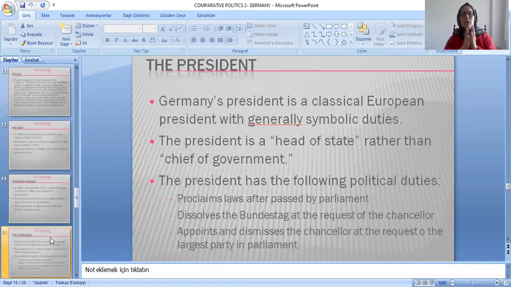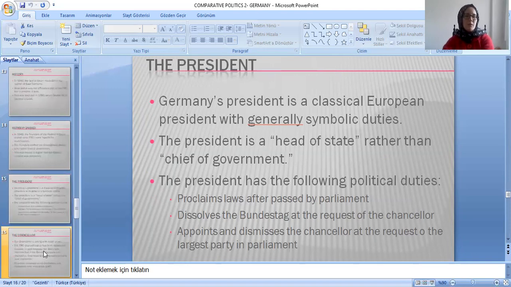Right now I will try to cover the political actors. President. Germany's president is a classical European president with general symbolic duties. The president is the head of state rather than chief of government. The president has the following political duties. Proclaims laws after they are passed by parliament, dissolves the Bundestag at the request of the chancellor, appoints and dismisses the chancellor at the request of the largest party in parliament.